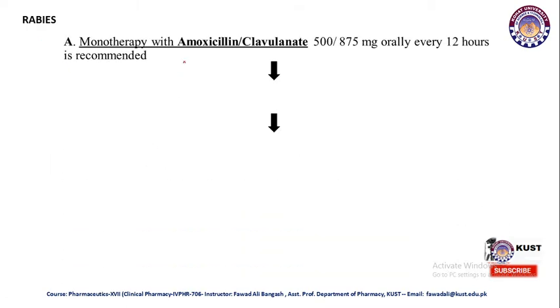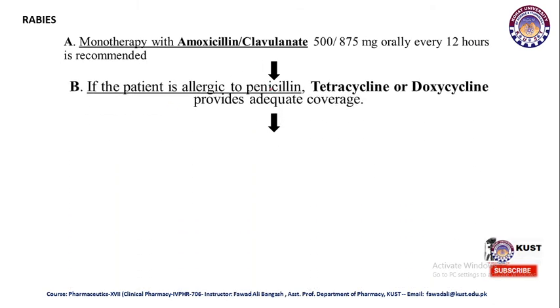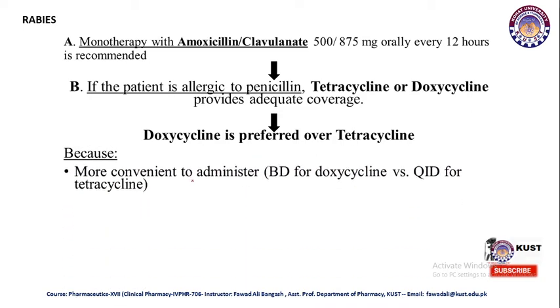So, monotherapy with amoxicillin-clavulanate 500 to 875 milligrams orally every 12 hours is recommended. If the patient is allergic to penicillin, tetracycline or doxycycline provide adequate coverage. Doxycycline is preferred over tetracycline because it is more convenient to administer: twice daily for doxycycline versus four times daily for tetracycline.